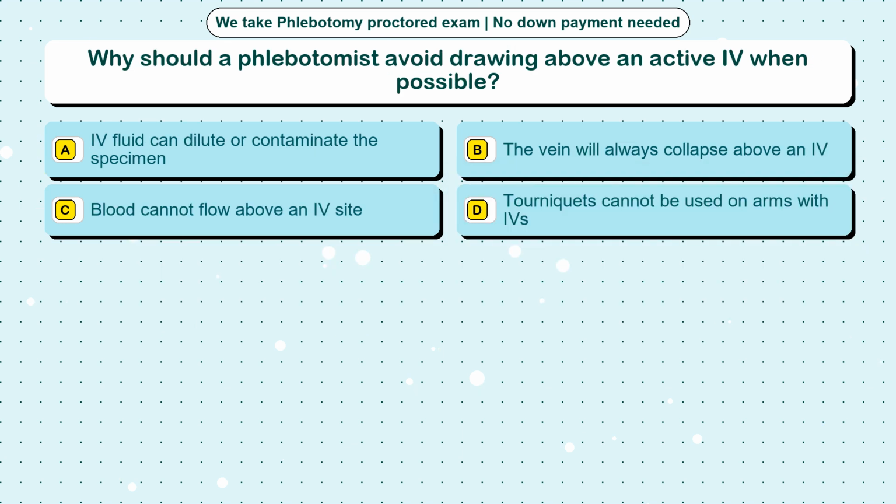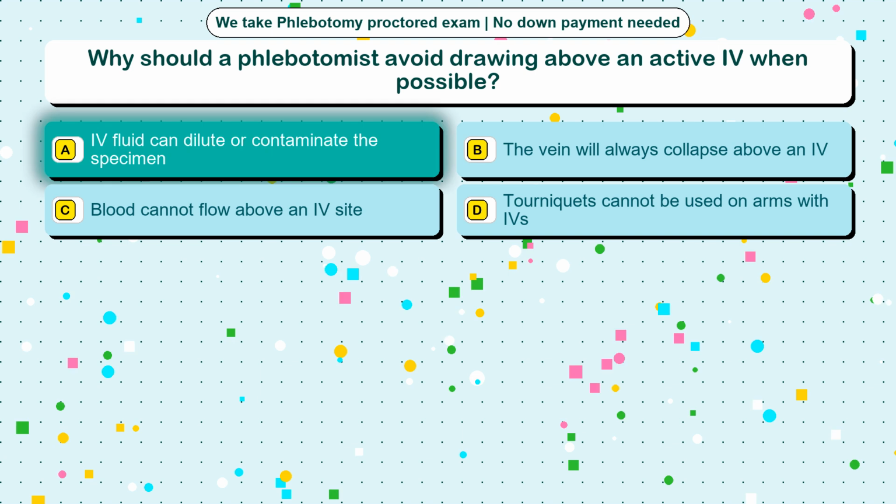Question 6. Why should a phlebotomist avoid drawing above an active IV when possible? Option A. IV fluid can dilute or contaminate the specimen. Option B. The vein will always collapse above an IV. Option C. Blood cannot flow above an IV site. Option D. Tourniquets cannot be used on arms with IVs. The correct answer is option A.